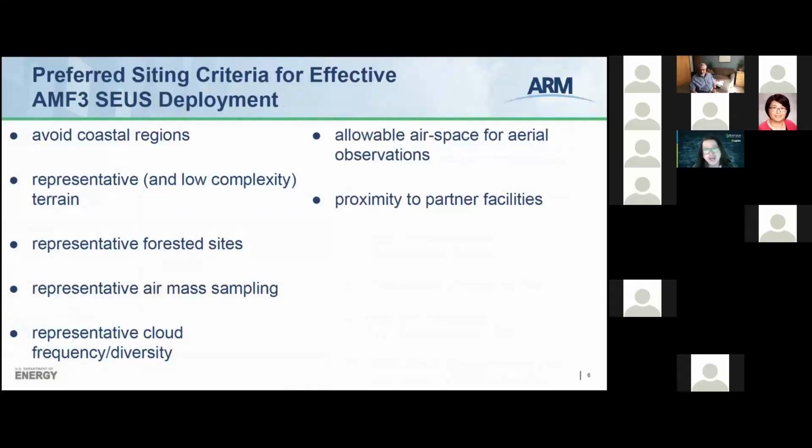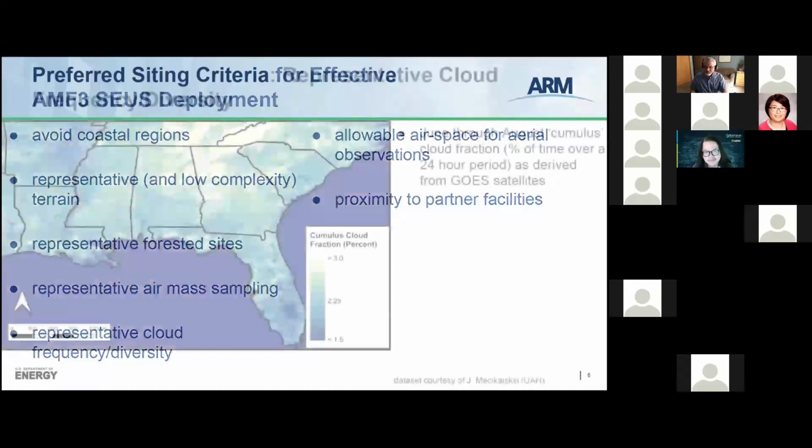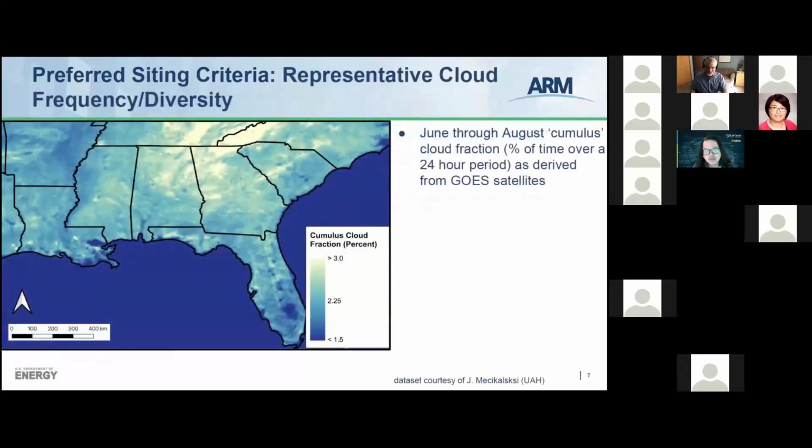Here are some high-level criteria that we developed for siting. I'm just going to run through some examples to give you a taste of where and why we are trying to site where we are. Given our strong science drivers for convection, we want to be in an area that has representative cloud frequency and diversity. So we are working with these convective cloud climatology maps derived from GOES satellites that point us to where we are seeing higher frequencies of convection and lower frequencies of convection.